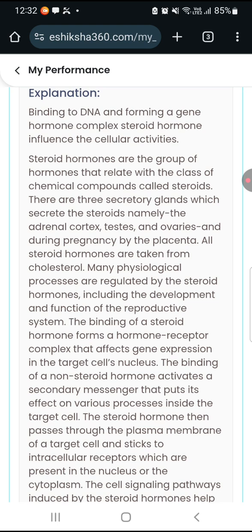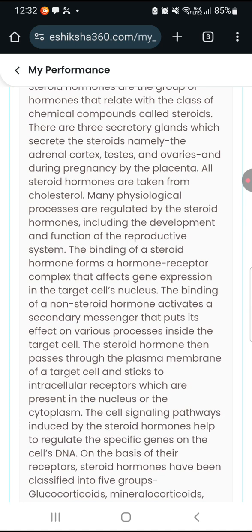The steroid hormones are the group of hormones that relate to the class of chemical compounds called steroids. There are three secretory glands which secrete these steroids, namely the adrenal cortex, testes, and ovaries, and during pregnancy the placenta. All steroid hormones are derived from cholesterol. Many physiological processes are regulated by these steroid hormones, including the development and function of the reproductive system.